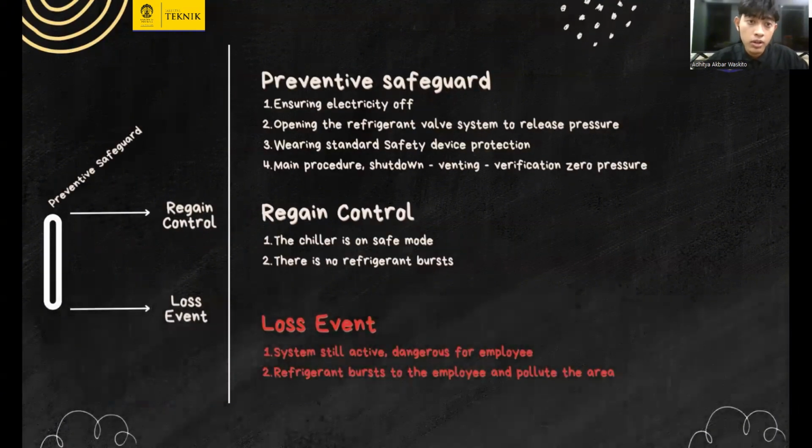So we have the first barrier, which is the preventive safeguard. The first is ensuring the electricity is off, that is a must. Second, opening the refrigerant valve system to release pressure. And the third is wearing standard safety protection devices for the employee before doing the maintenance. From all of it, the main procedure is to shut down the system and then vent. Venting is opening the valve system to release the pressure and then verifying that the pressure is zero.